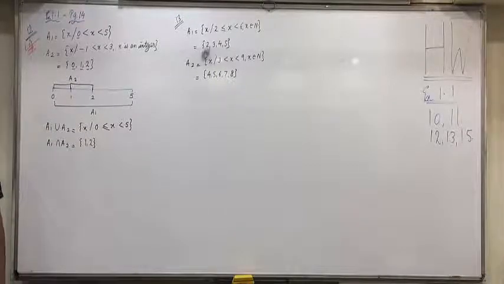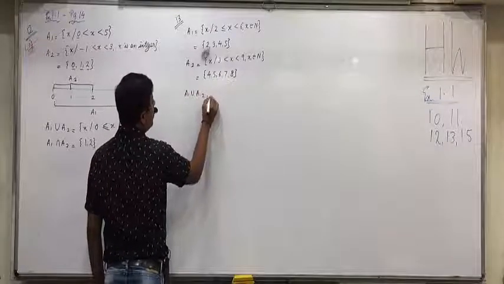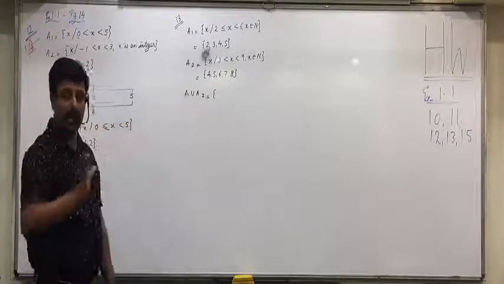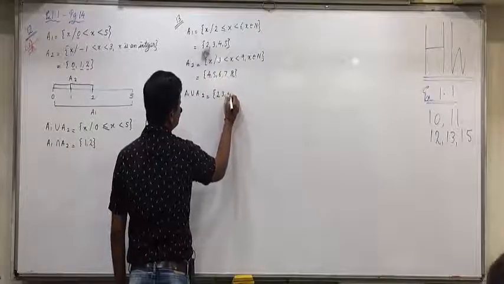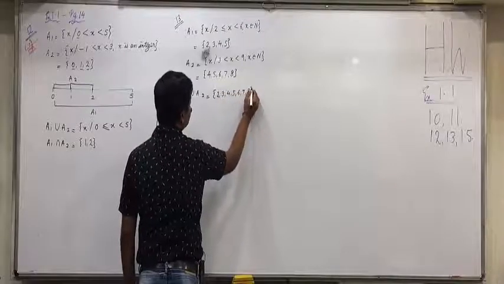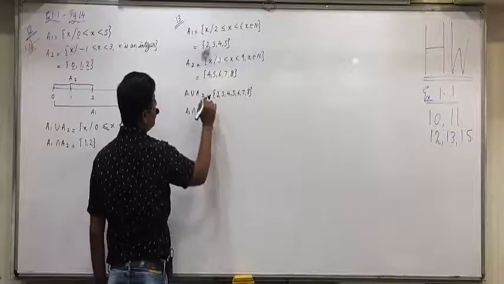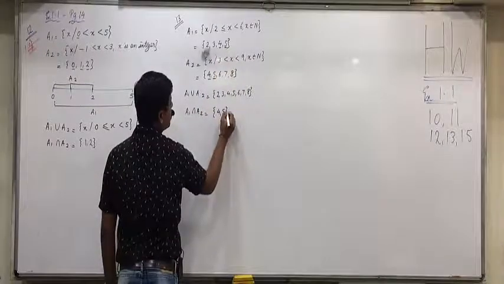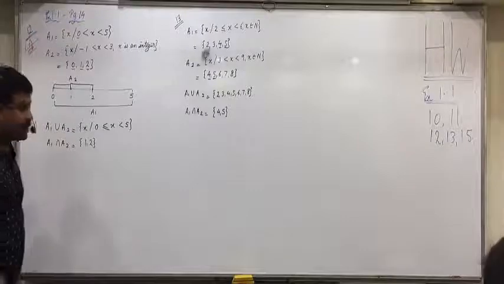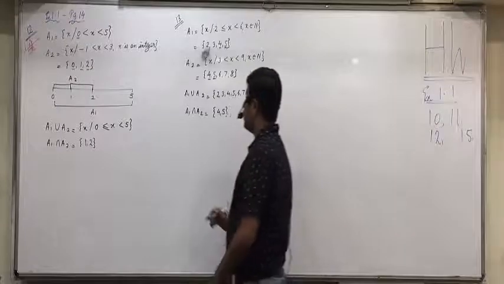Should we make number line? No, not needed. Directly you can find A1 union A2 as well as A1 intersection A2. A1 union A2 will include A1 plus A2 all. So from 2 to 8: 2, 3, 4, 5, 6, 7, 8. And A1 intersection A2 will include only the common ones, 4 and 5. Did everyone understand this? Don't do it in the homework. This is a simple one.